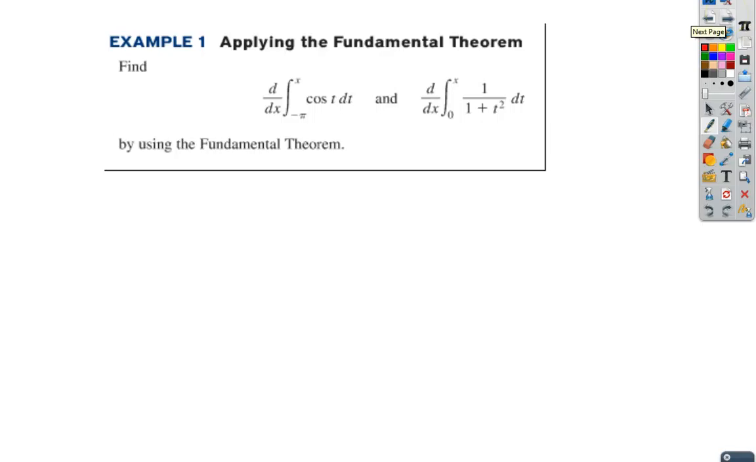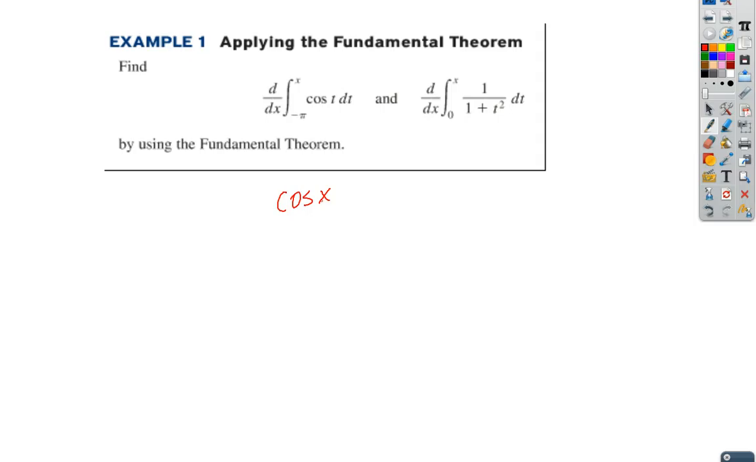So how can this work in real life problems? If I'm being asked, what is the derivative of the integral from negative pi to x of cosine t? The thing I check here is, is my bottom one a number? Yes. Is my top one an x? Yes. Well, when I take the derivative of the antiderivative, it's like multiplying and then dividing. My answer for this first one is just going to be cosine of x.